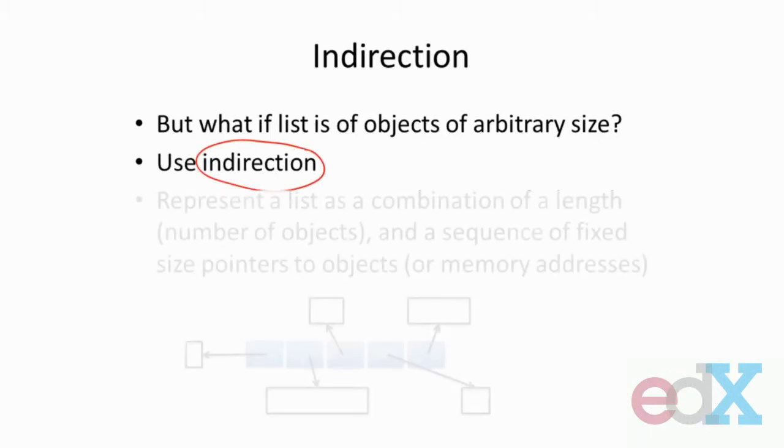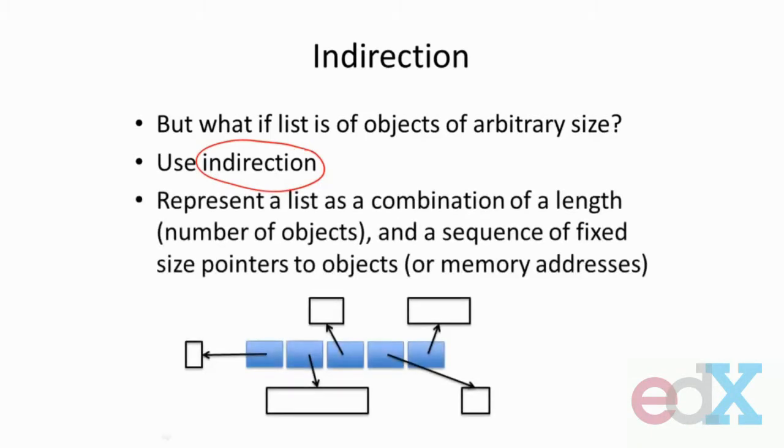Here inside of Python, I'm going to represent a list as two things: a length, telling me how many objects there are in the list, so I know where the end of the list is, and then a sequence of fixed size pointers to objects. Another way of saying it is, each element of the list isn't the element itself. It's a pointer to an object, a pointer to a structure in memory. And if I can do that, then I can still get to any element in constant time. Let's see why.